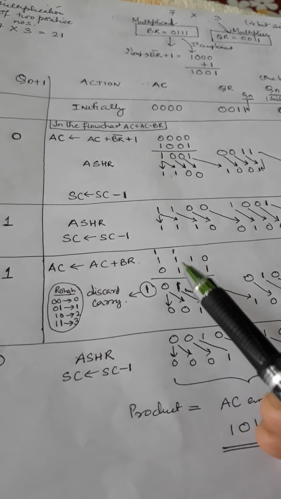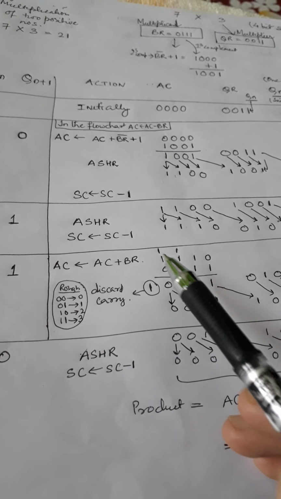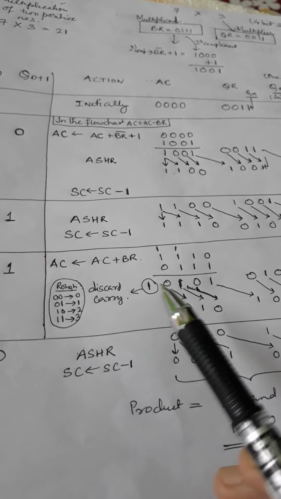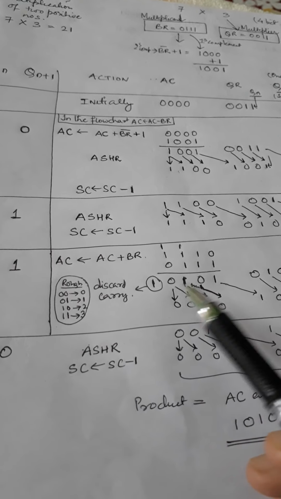0, 1, 1 plus 1 plus 1 is 3. 3 equivalent is 1, 1. So 1 here, 1 carry up. 1 plus 1 is 2, which we know is 0 here, 1 carry. Okay, you may have your own method of addition. You can apply that and check the value.